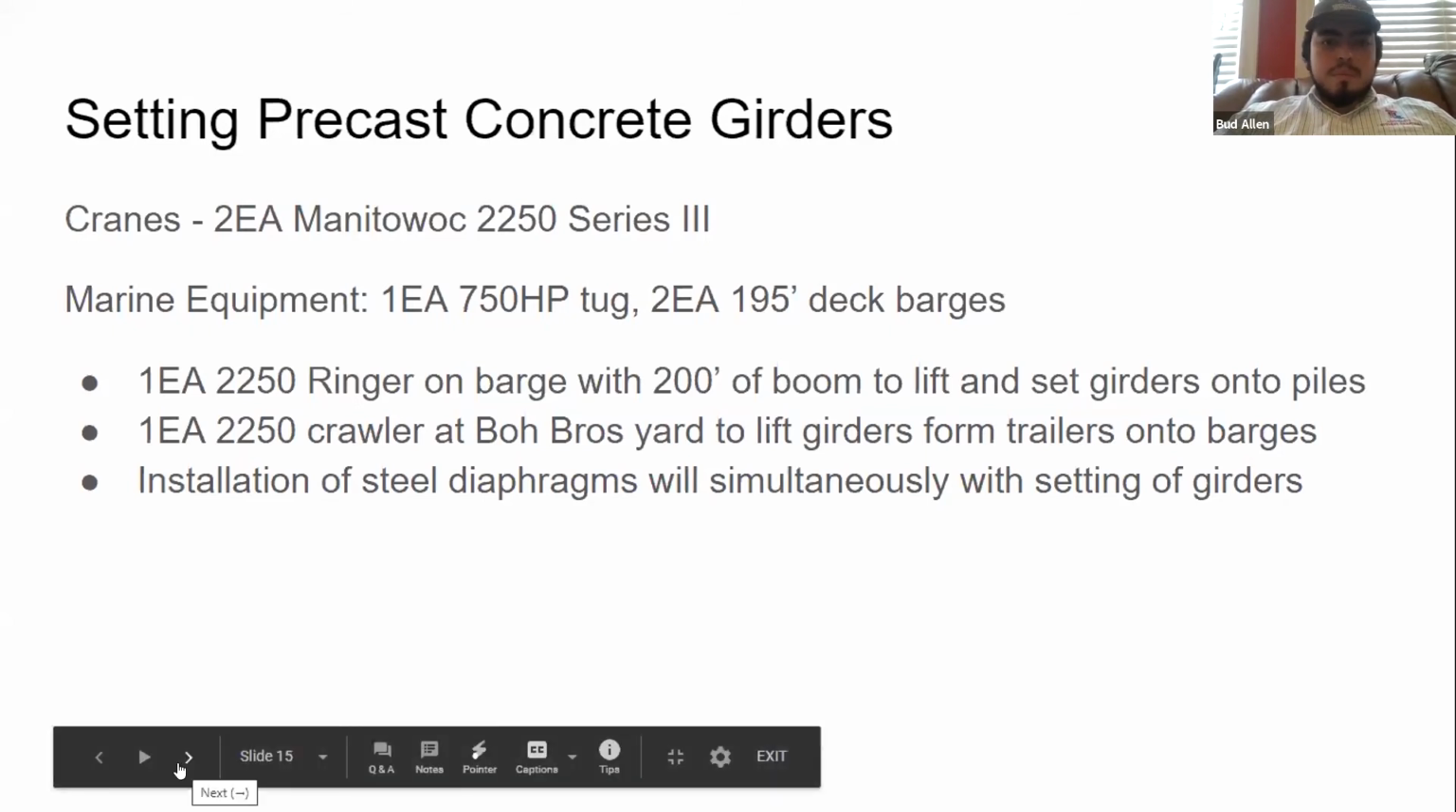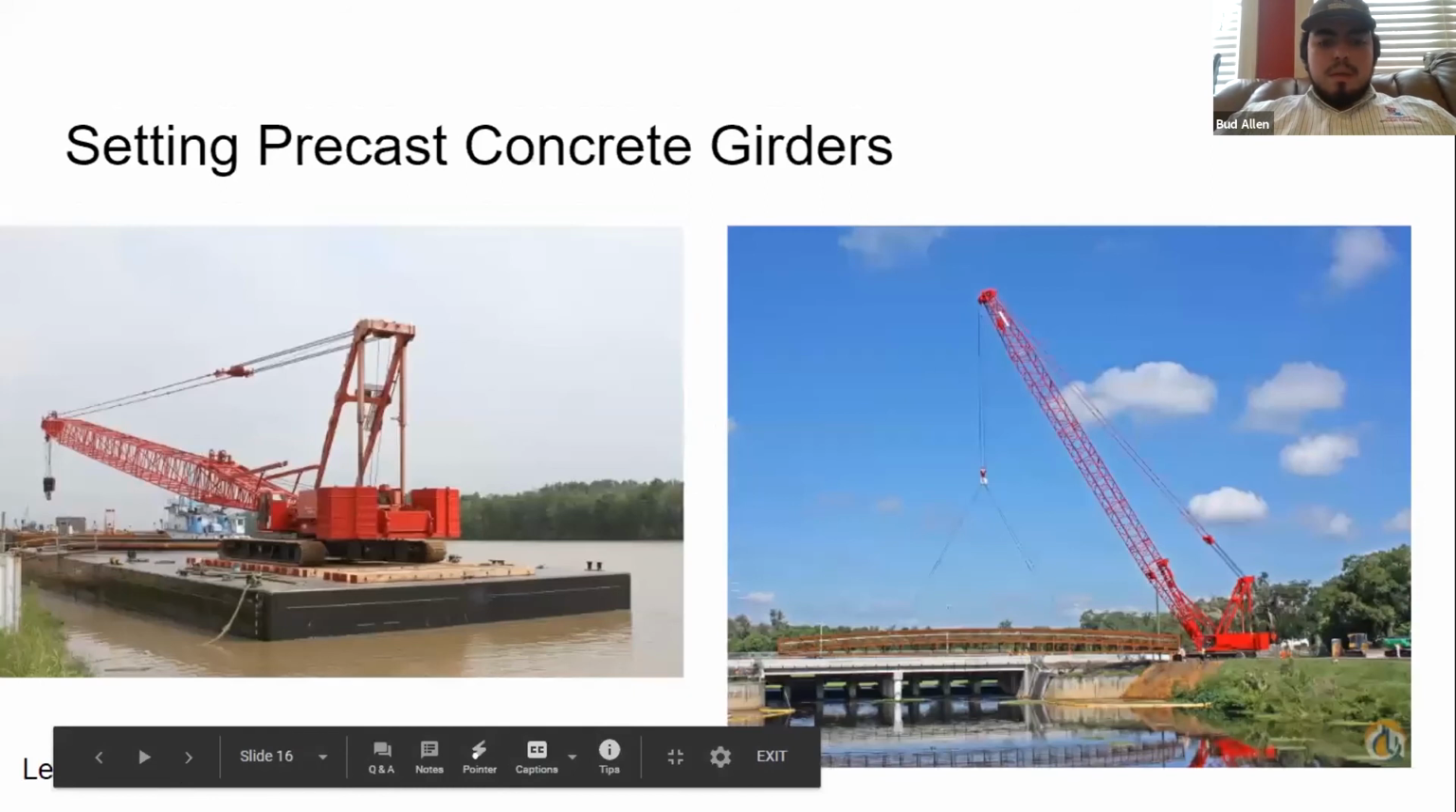So next slide. Here's a couple pictures of 2250s just to give you an idea of what we're going to be using. 2250 on a barge, and on the right is a 2250 setting a much larger girder than what we'll be dealing with into place.